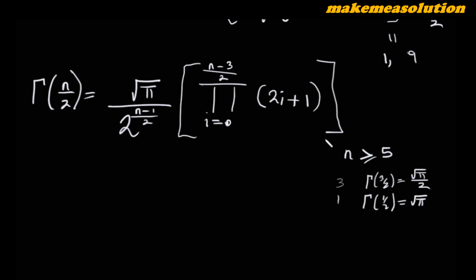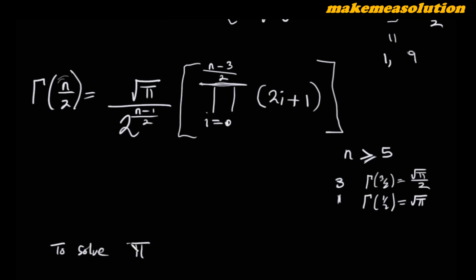So to use this formula, the recommendation is that n should be greater than or equal to 5. Whichever n you want to evaluate in the numerator here, it should be greater than or equal to 5. Then you should know gamma of 3 over 2 and gamma of 1 over 2. You should memorize them. Some of us might not be conversant with this pi operator, but it actually means the product operator.